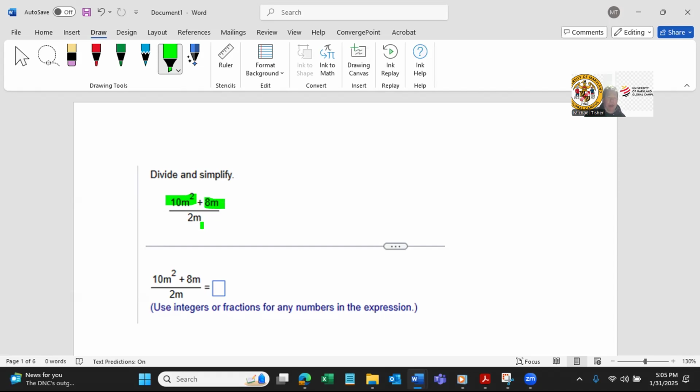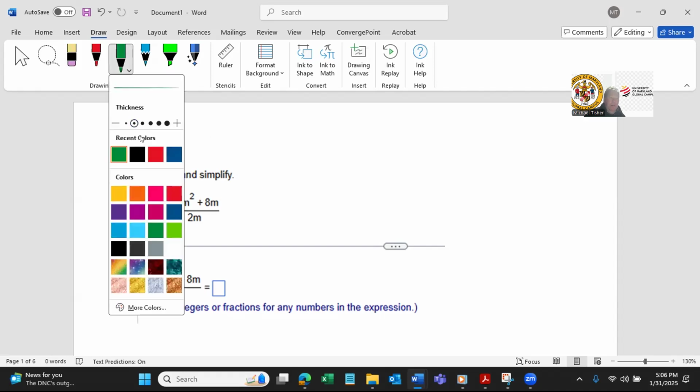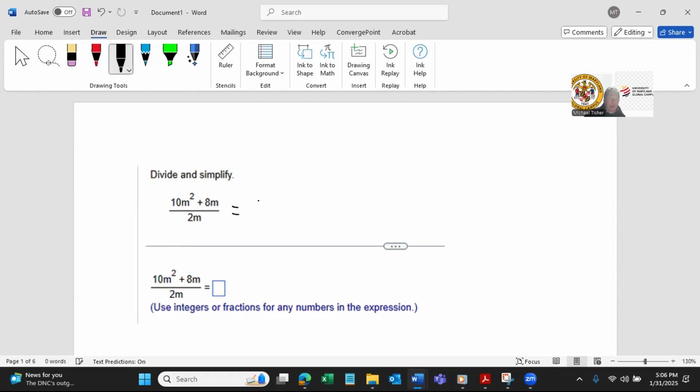In the denominator, we have just 2m, which makes it just one term, which makes 2m a monomial. So we have a binomial divided by a monomial. Anytime we have, in general, a polynomial divided by a monomial, we can take each term in the numerator and put it over the denominator. So here, we have the first term, 10m squared, over 2m, plus the next term, 8m, over 2m.